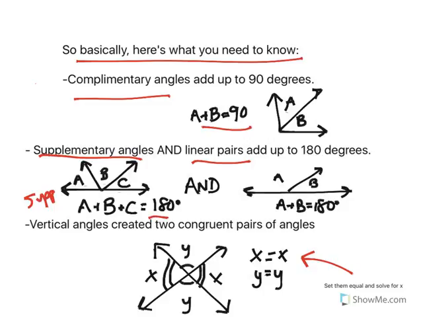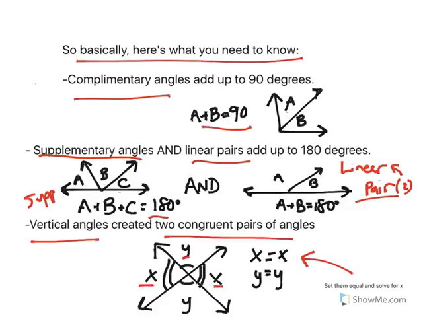And this is a linear pair, because remember, linear pair means two angles that form a line. So A plus B has to equal 180 degrees. And then vertical angles create two congruent pairs of angles. So we have angles X and angles Y congruent to one another. And then you're going to set them equal and solve for X.